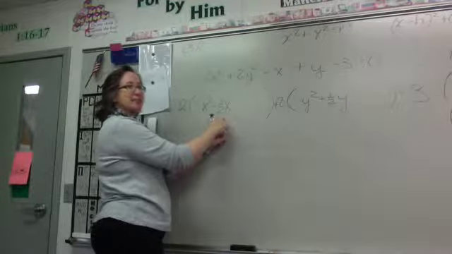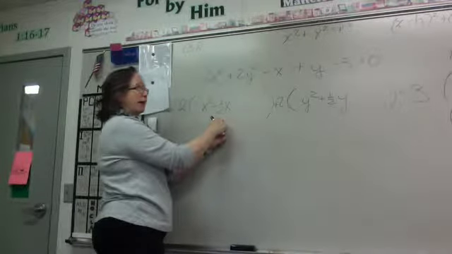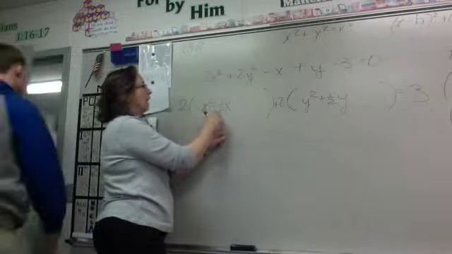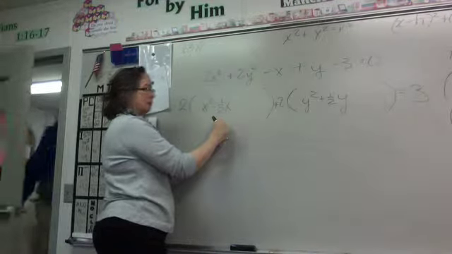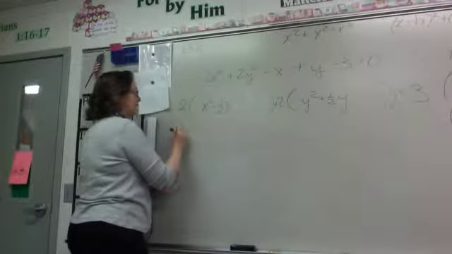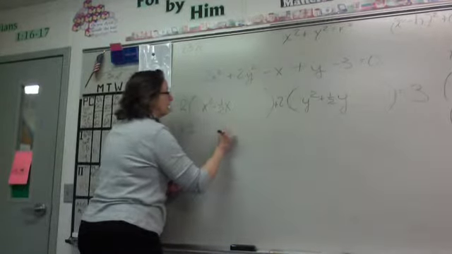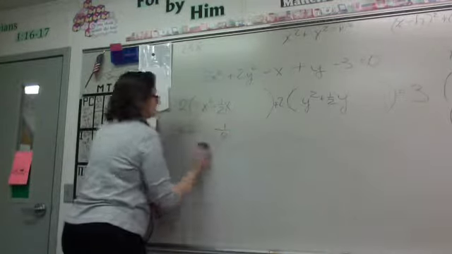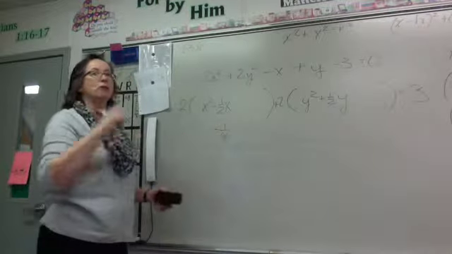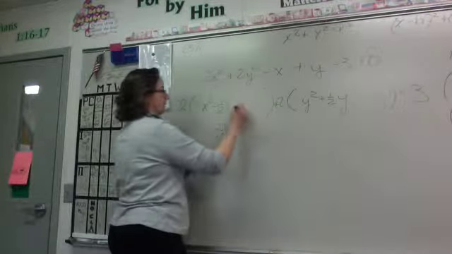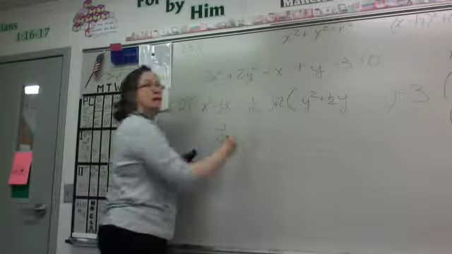So this is going to be what? When I cut this in half. Okay, what is half of 1/2? 1/2 times 1/2 is 1/4. So negative 1/4, right? Then when I square it, what do I get?